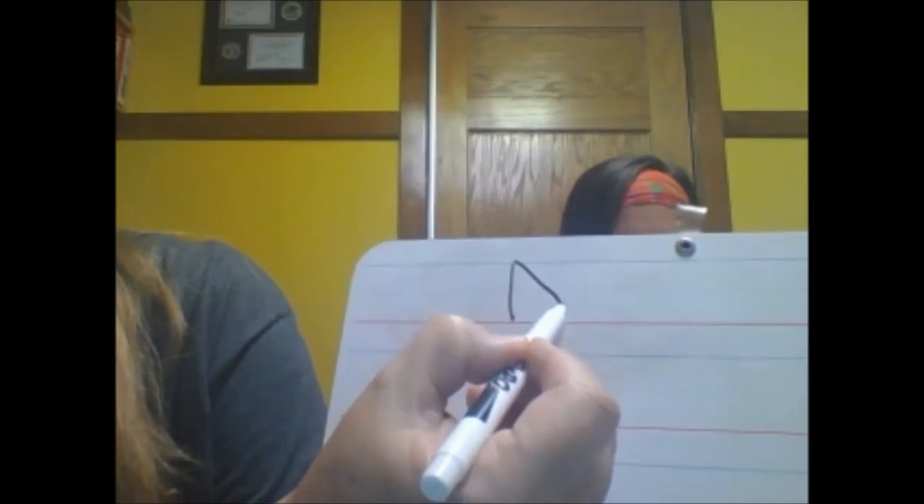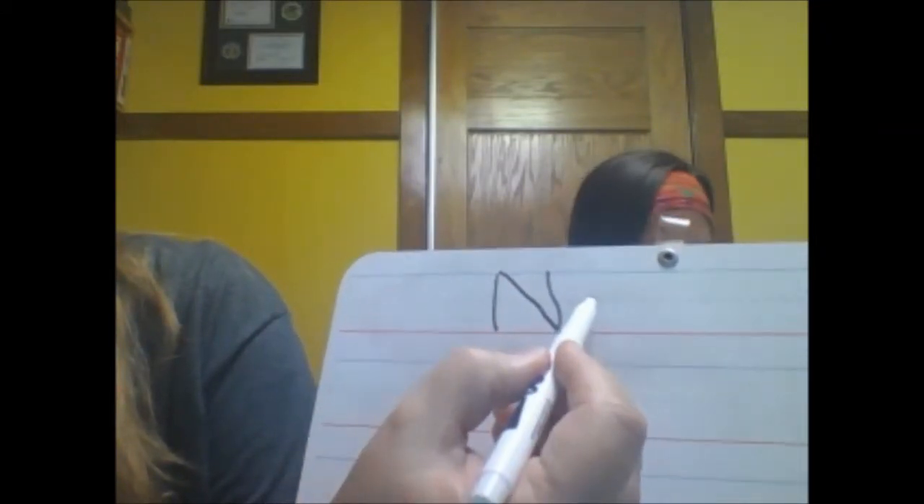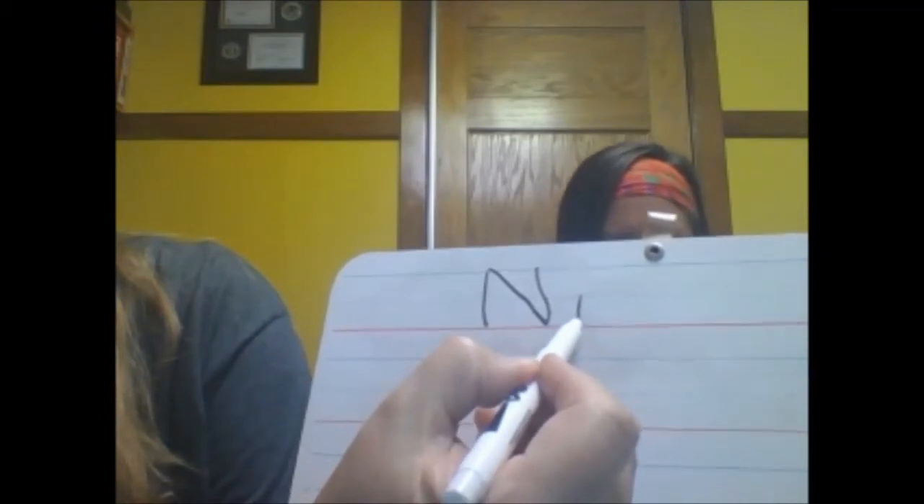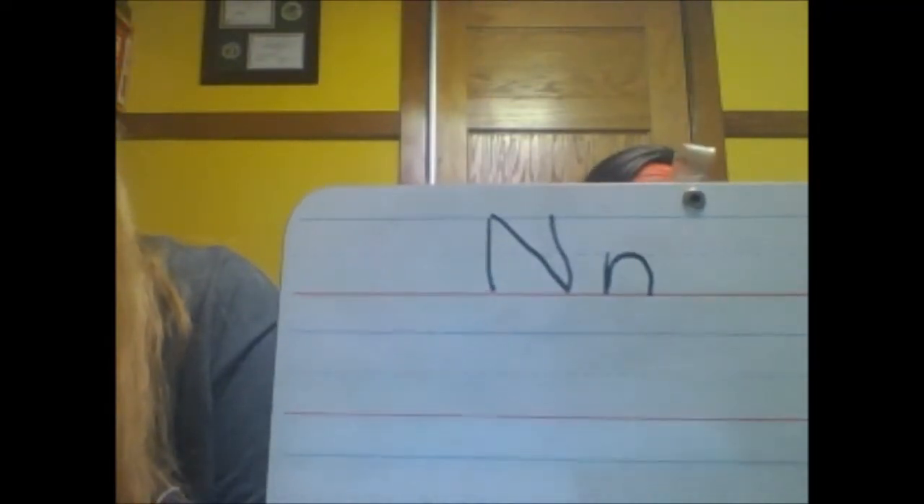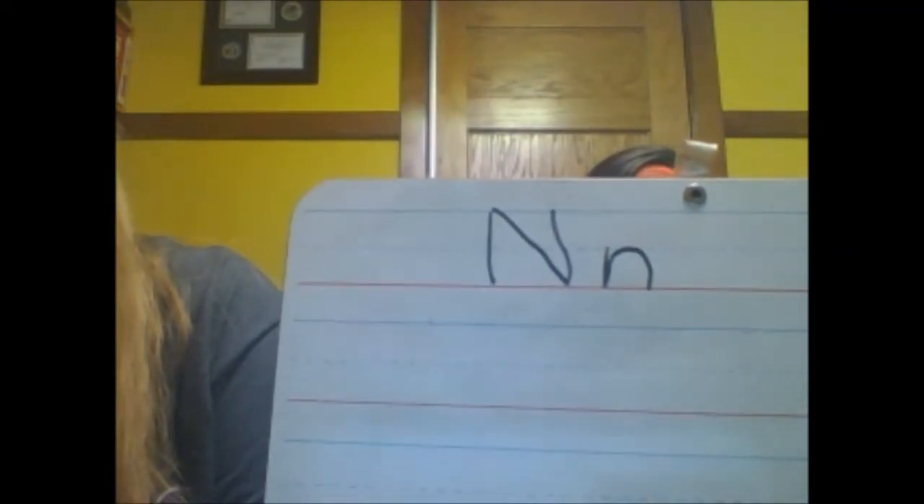Today our letter is N. Okay, let's learn how to make the capital and lowercase N, uppercase and lowercase. Uppercase N goes down, then you go slant down and up. And then a lowercase N is down, up, over, down. That is the upper and lowercase N. Later today, you're going to get a chance to watch videos and practice.